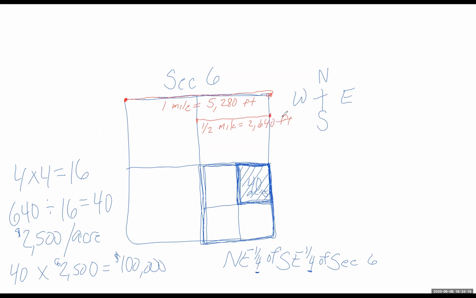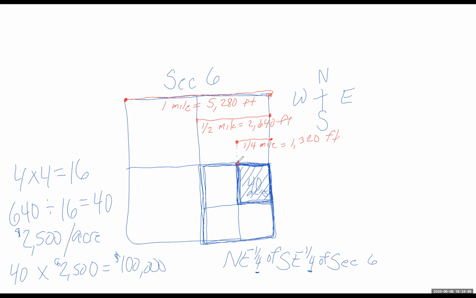Now, let's just say I was going to run from here to here. How far would I have to run? Let's consider this is exactly half. I have to run a quarter mile, or how many feet? 1,320. Right?